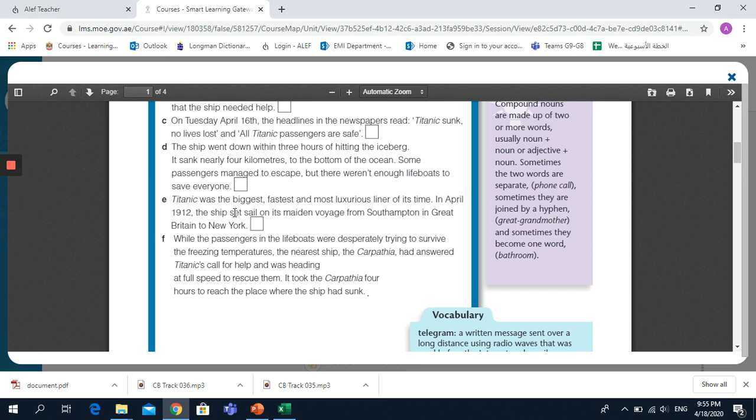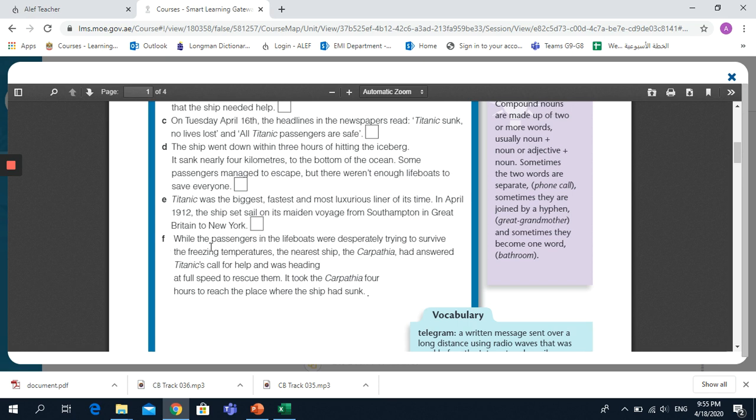So look at this paragraph, dear students. Do you think it's the first? Do you think it's the second? So make sure that we are dealing with the first description of Titanic. It was luxurious and it was the fastest of its time.